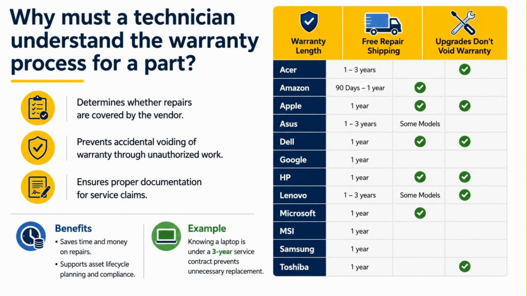Understanding the warranty process determines whether repairs are covered by the vendor and helps prevent accidentally voiding a warranty through unauthorized work, while ensuring proper documentation for service claims. Benefits: it saves time and money on repairs and supports asset lifecycle planning and compliance. For example, knowing a laptop is under a 3-year service contract prevents an unnecessary replacement.